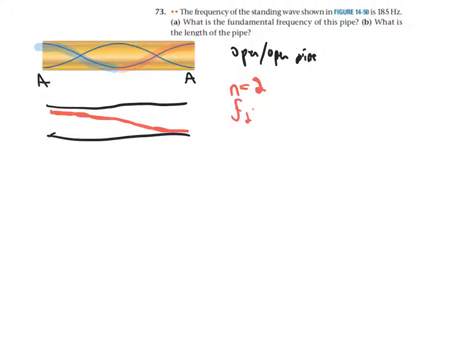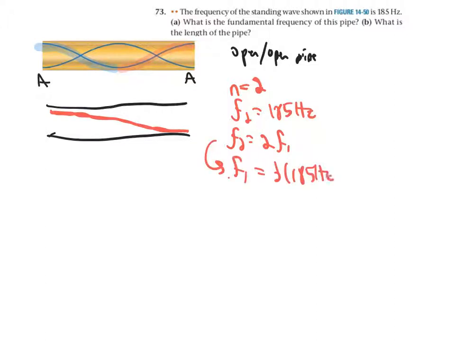So we have that F2 is 185 Hertz. But we know that F2 is always 2 times F1. So that says the fundamental mode is 1/2 of 185 Hertz, which is 92.5 Hertz. So far we haven't actually used the fact that it was an open pipe or a closed pipe or whatever, because we know that F2 is always twice F1.